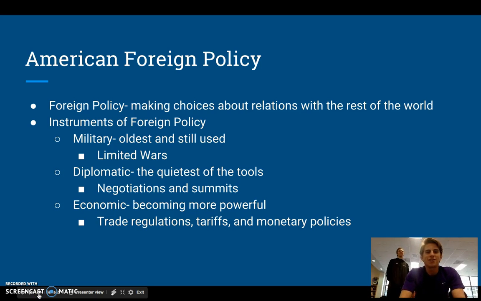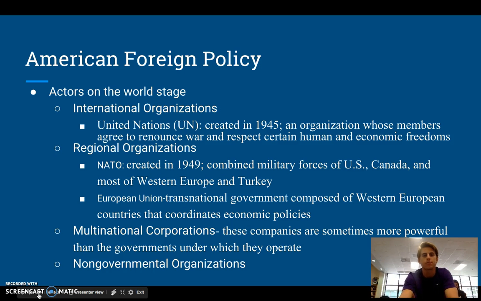So I'll start off with American foreign policy and foreign policy making: choices about relations with the rest of the world. The instruments of foreign policy are military, diplomatic, and economic. Military is the oldest, and it's still used today, and it's used to limit wars. Diplomatic is the quietest, and this is to keep peace, through negotiations and summits. And then economic is becoming more powerful. This includes increased trade regulations, tariffs, and monetary policies.